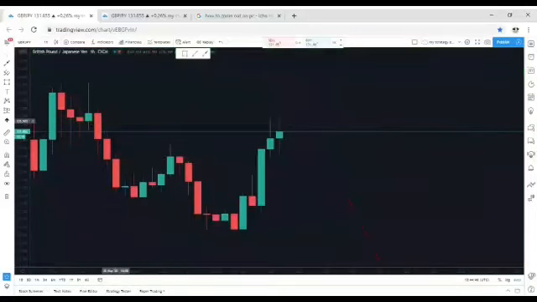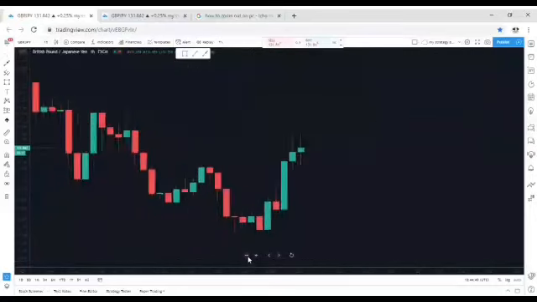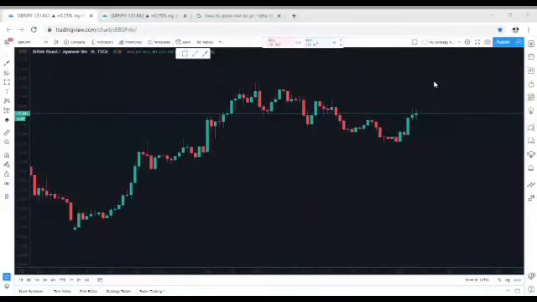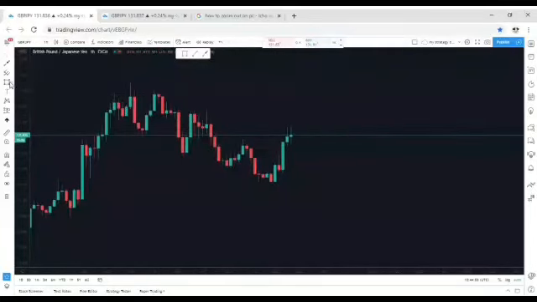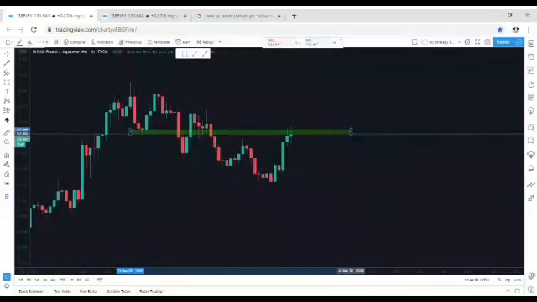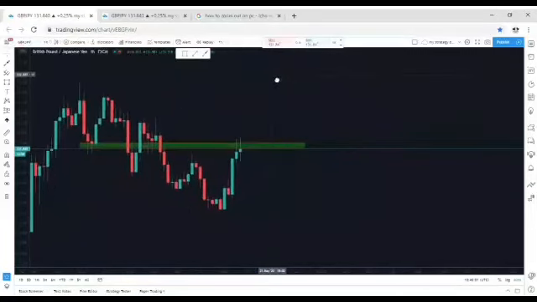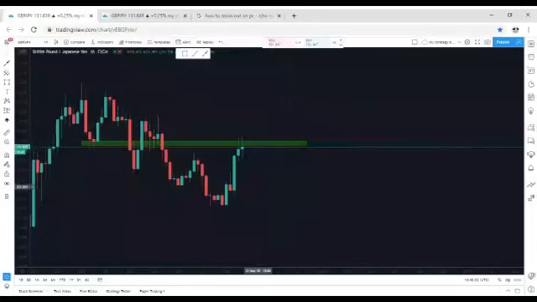Now let me clear my chart. Now let me draw my zone. This is the 1 hour. So let me draw my zones from here. Now you can see where price is right now is a very strong resistance. If you look from the left, you can see this is a very good opportunity to look for sell.